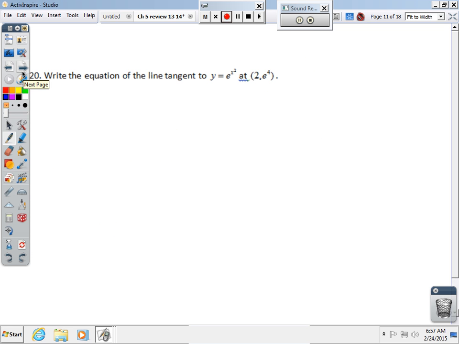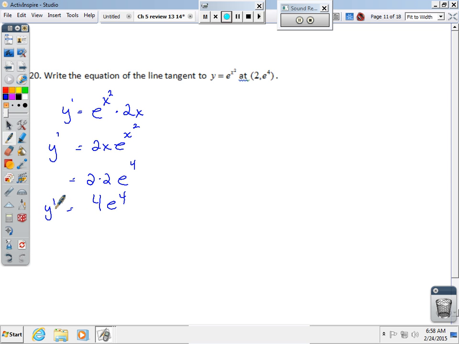All right, write the equation of the tangent line. Another one. Just the e to the u times u prime. So y prime is equal to e to the u times u prime. And I'll just make that a little bit nicer. Substituting 2 in for x, that's going to be 2 times 2, e to the 2 squared, which is 4. So that's going to be 4e to the 4th, which is y prime at 2, which is our slope.